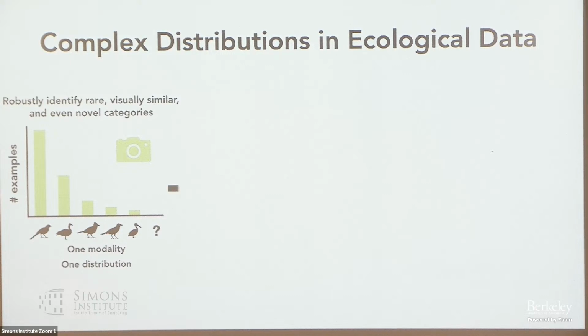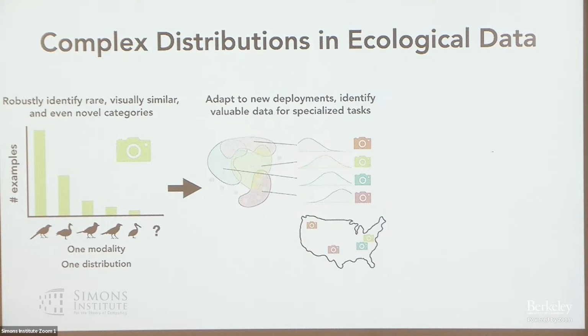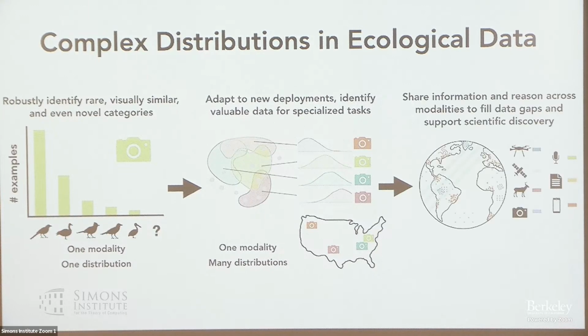That's already a mess. But then if you scale that up, now you actually have deployments or distributions from different places. And so you need to be able to adapt to new deployments and identify valuable data for specialized tasks. This is one modality, but many distributions. And then of course you can extend that even further to the real scenario we work on, where you need to share information and reason across many different modalities to fill data gaps, maybe support scientific discovery, and look at things like causality so we can inform decision-making. But now we have many modalities and many distributions of data.